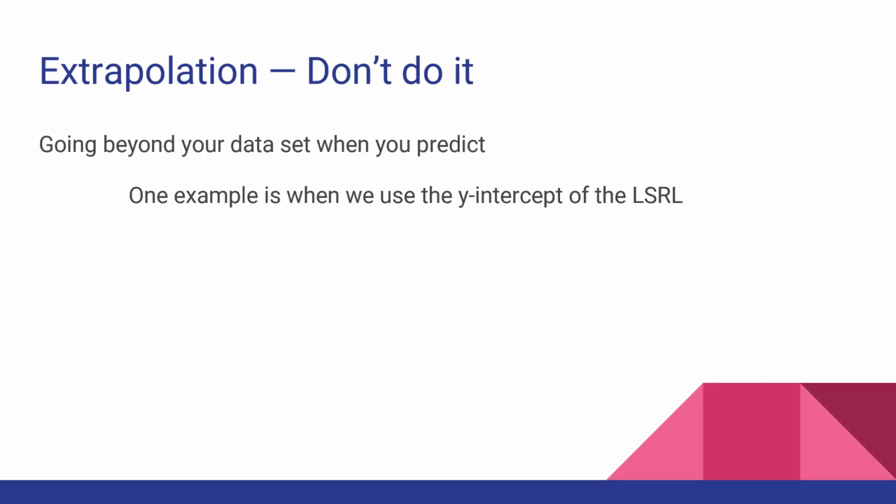There is another term called extrapolation, and that is when you're taking your model and you're predicting beyond the data set. So if we have a scatter plot that looks like this, and our data points are all over here, and we've made an LSRL based on it, if we're trying to make a prediction all the way out here, we don't know if it's accurate because we don't have actual data to back this up. So this is called we're extrapolating from the data set.